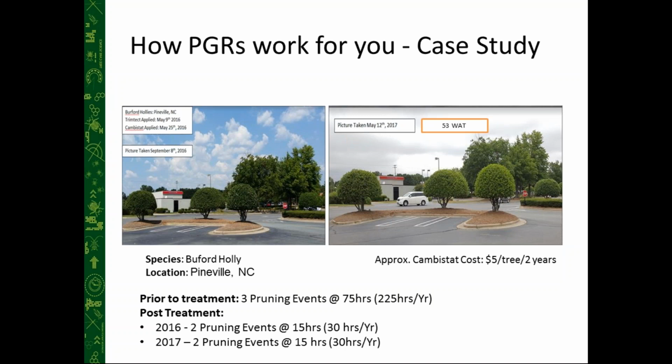Last year, we repeated that same thing. This is after one application in 2016. Last year, same thing. We went from 225 hours the year prior to treatment down to 30 hours. The approximate cost per tree was $5. We're down here in North Carolina, so we talk about a 2 to 3 year period of growth control. Right now, we're counting on at least 2 years. We're going to, of course, continue to monitor this and see where we go.